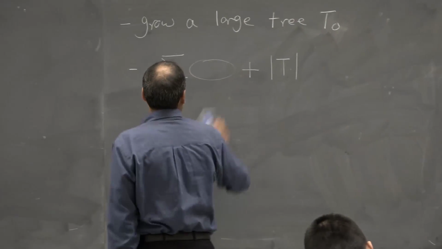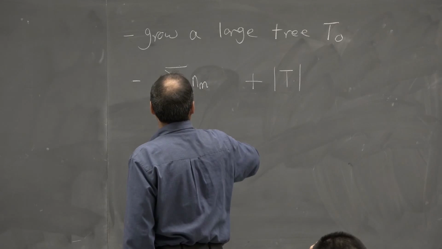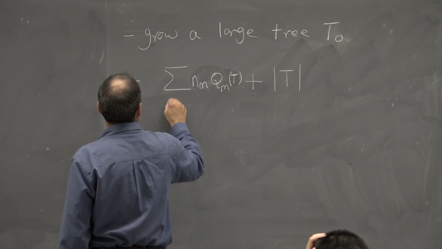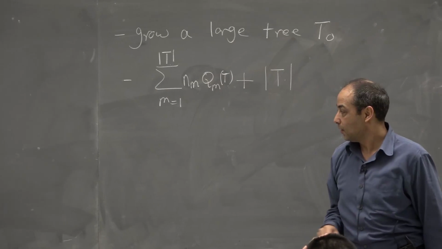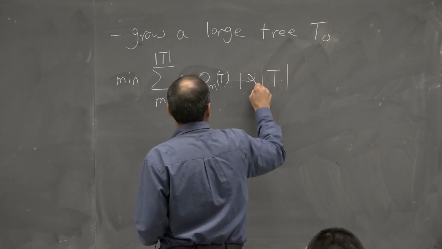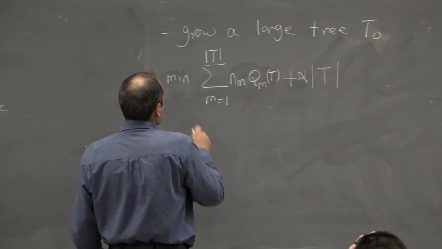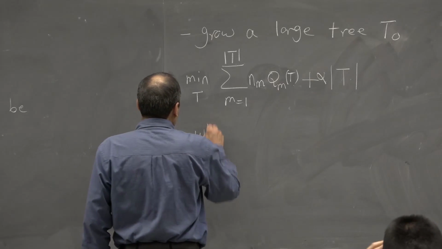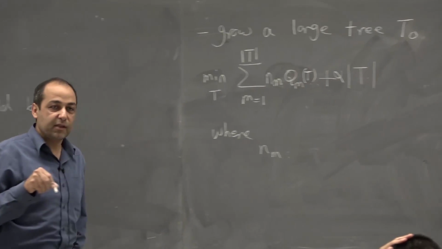Okay, this cost function, I can write it as the sum of N_m times Q_m(T), for m equal to 1 up to the size of T. So I would like to minimize this cost function. And there is always a factor here, alpha. Okay? So I would like to minimize this and find T. Here actually, N_m is the number of points in region m.